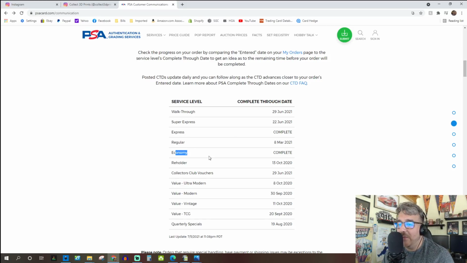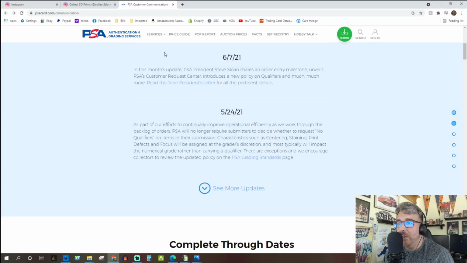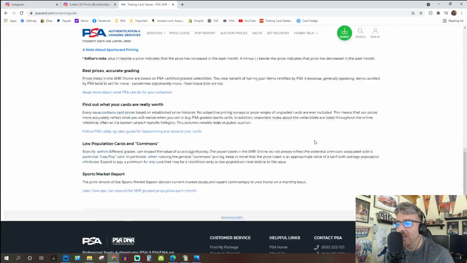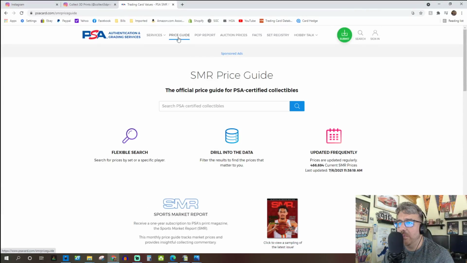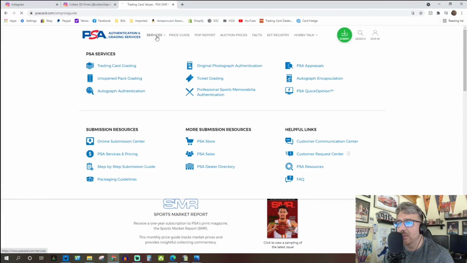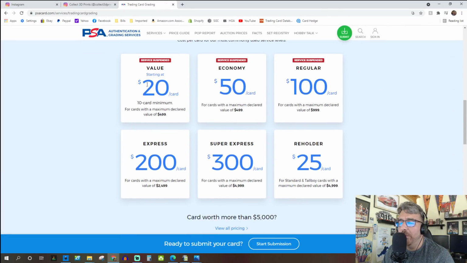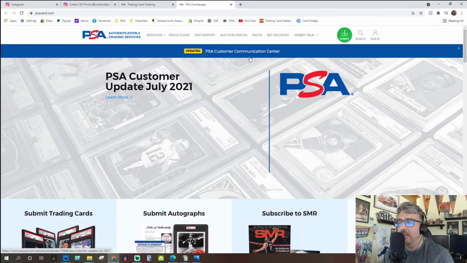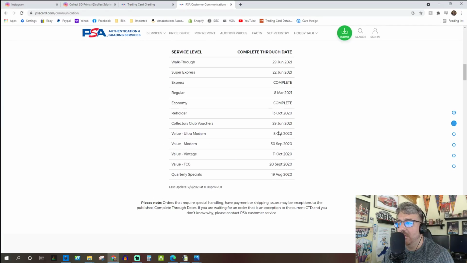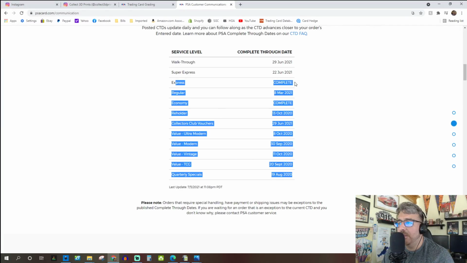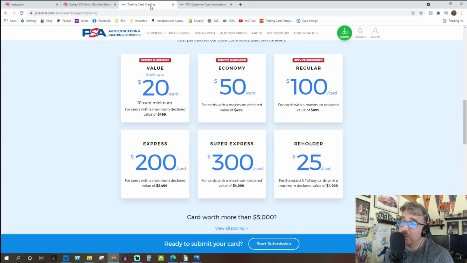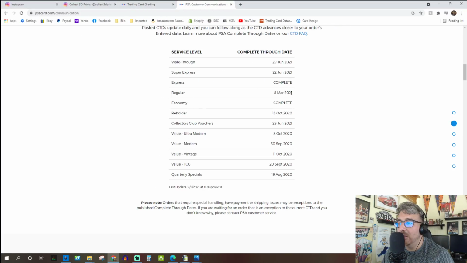Now, obviously, they don't have economy open. I think they just opened express, right? Yes. So they just opened express. So that means they're all caught up on express, which is probably why they opened express at $200 a card, because they don't want to get flooded. Regular is going to be the next one.